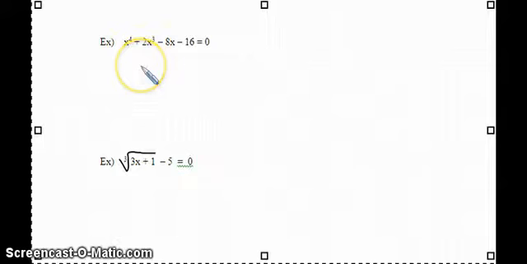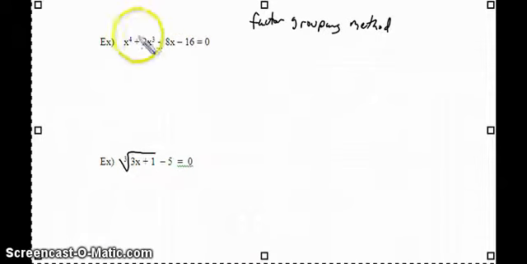Okay, taking a look at our next example. To be able to solve this, I need to factor. And this time I'm going to factor by using the grouping method. So we've got to talk about how we factor using the grouping method. So you use the grouping method when you have 4 terms.